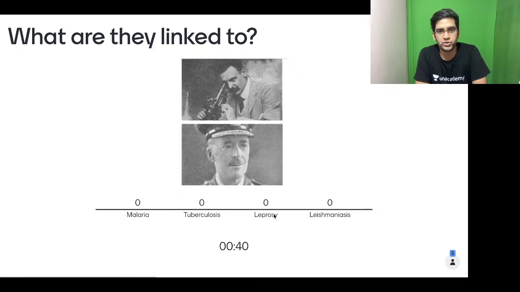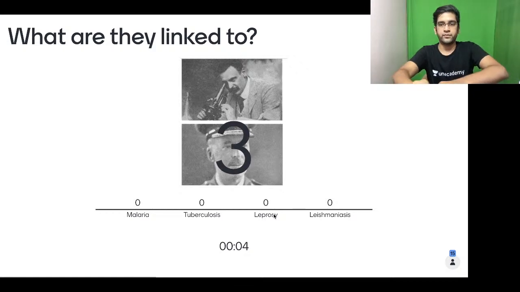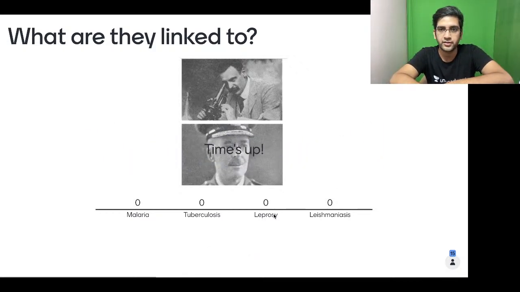Okay, the first clue is an infectious disorder and both of them are different people. Okay, the second clue, it was discovered in Kolkata in a place Dum Dum. Last few seconds. Great. Let's see the poll.